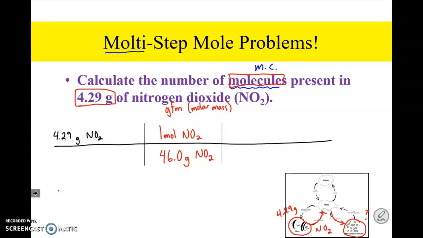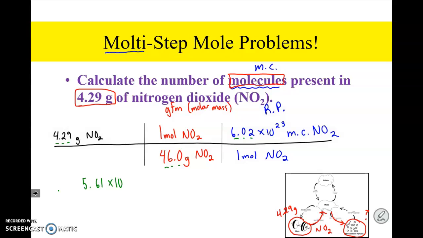Now, we're going to use the conversion we learned yesterday, RP, representative particles. We learned that for every 1 mole of NO2, we have Avogadro's number, 6.02 times 10 to the 23rd, and I'm going to abbreviate again, molecules of NO2. When we calculate with 3 significant figures, I have 3 everywhere, 5.61 times 10 to the 22nd MC of NO2, molecules of NO2.